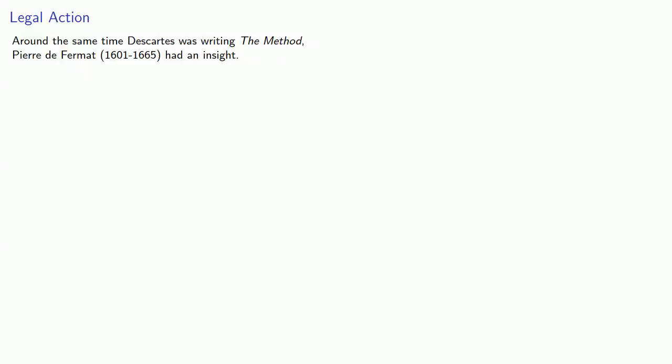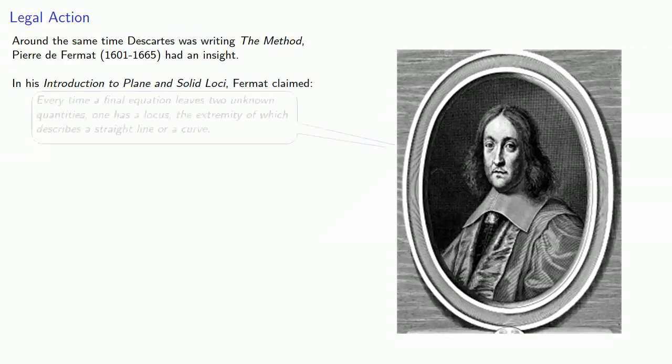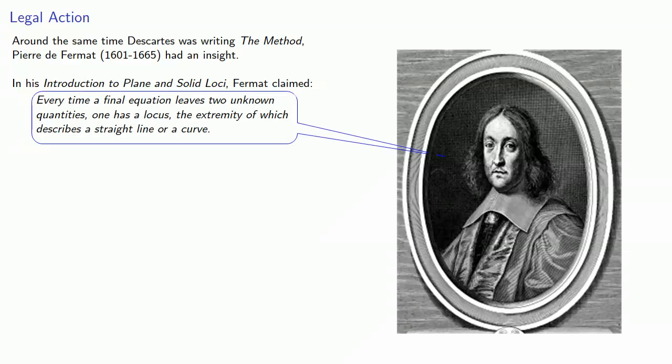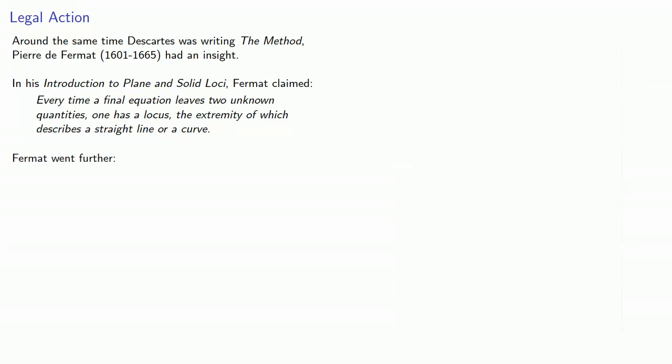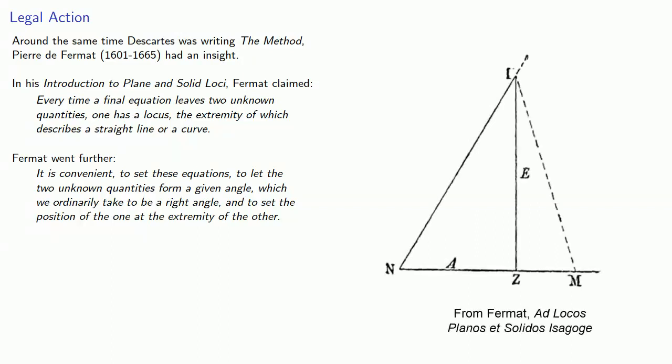Around the same time Descartes was writing The Method, Pierre de Fermat had an insight. In his introduction to plane and solid loci, Fermat claimed, every time a final equation leaves two unknown quantities, one has a locus, the extremity of which describes a straight line or a curve. Fermat went further. It is convenient to set these equations to let the two unknown quantities form a given angle, which we ordinarily take to be a right angle, and to set the position of the one at the extremity of the other. What Fermat is describing is what we would call the graph of an equation.